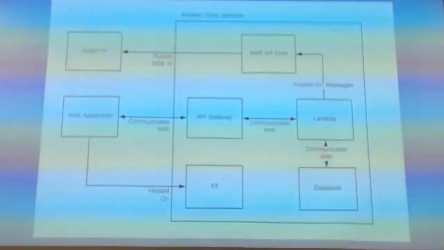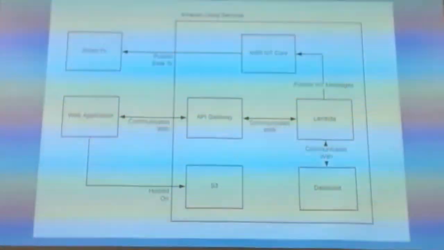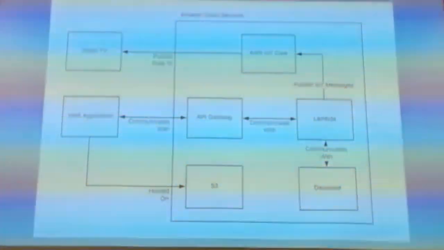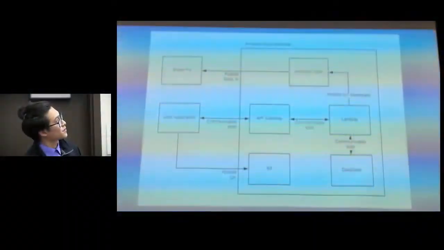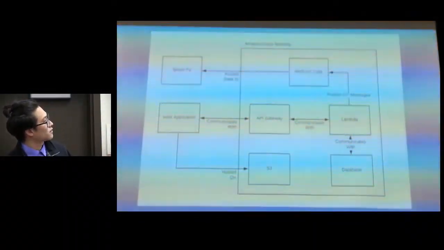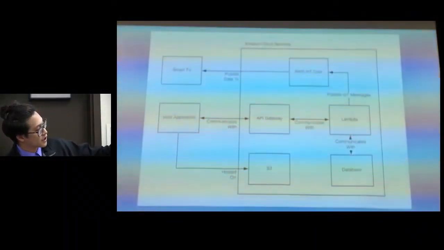As you can see, this is our high-level domain model. The web application and smart TV communicate with each other through Amazon Cloud Services, and those are the services available.